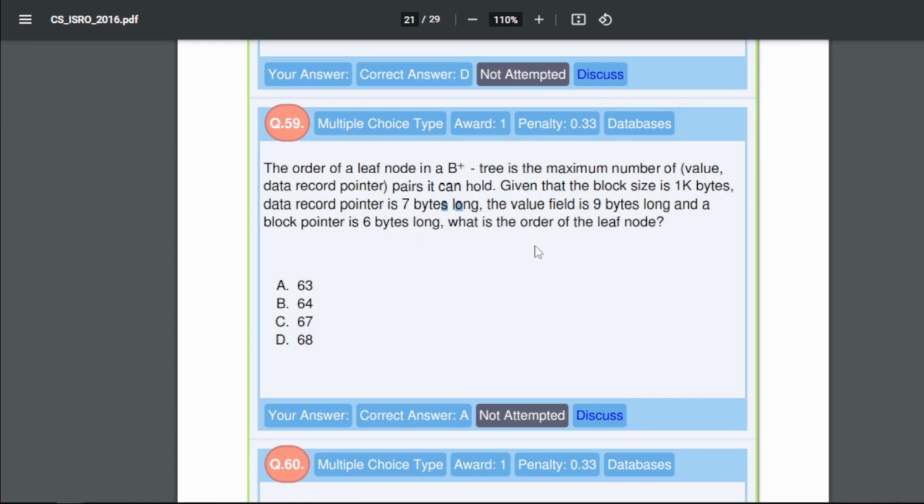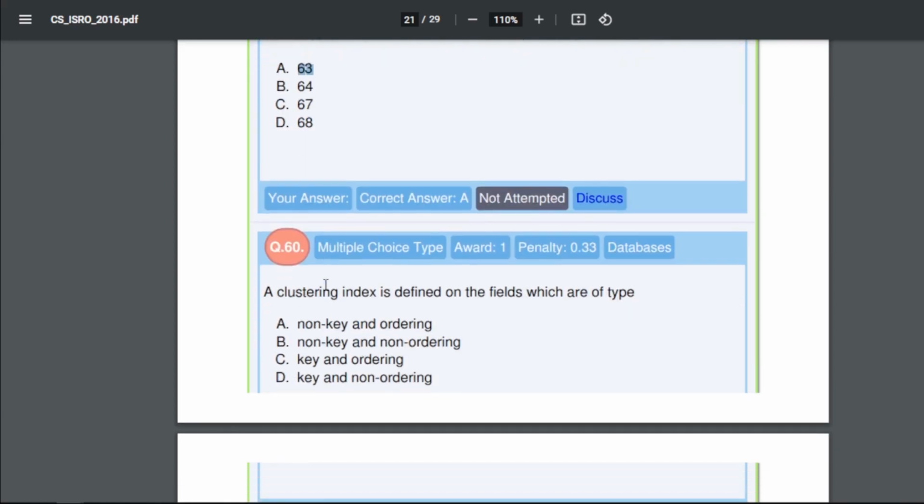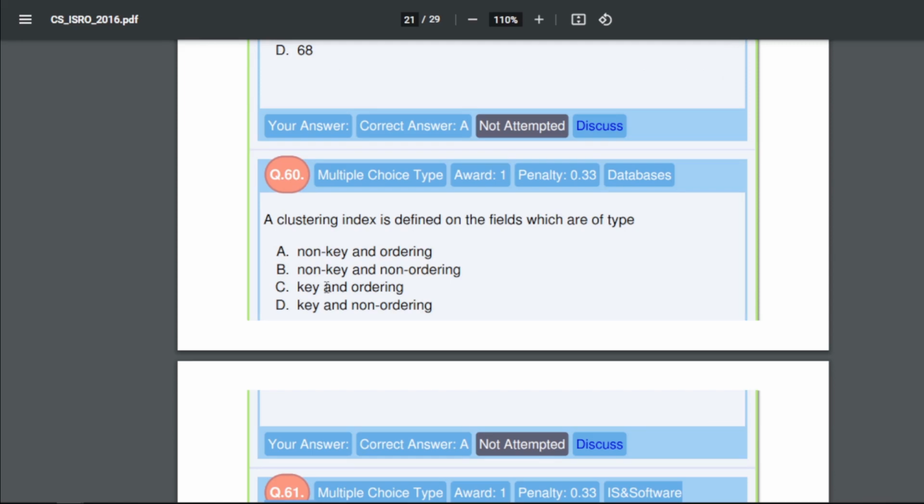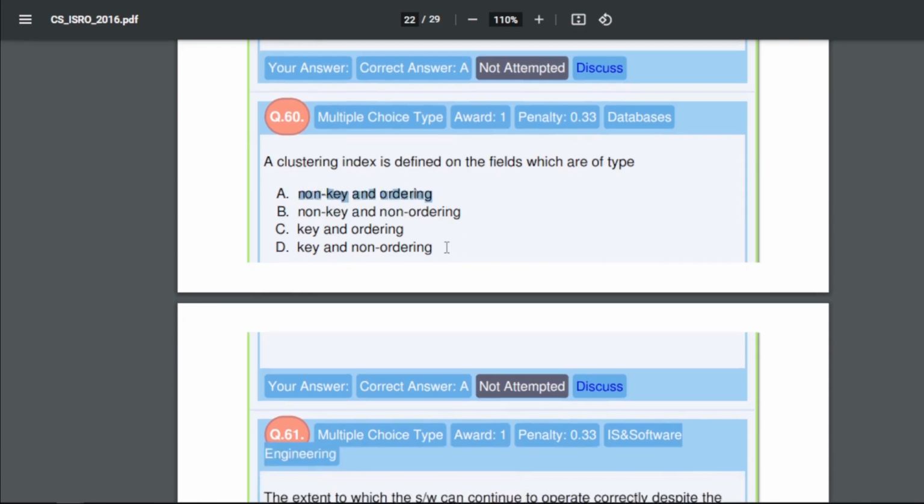So what is the order of the leaf node? So 63 will be the answer. Now question 60: a clustering index is defined on the field which are of type what? Basically, a clustering index is defined on the fields which are of type non-key and ordering.